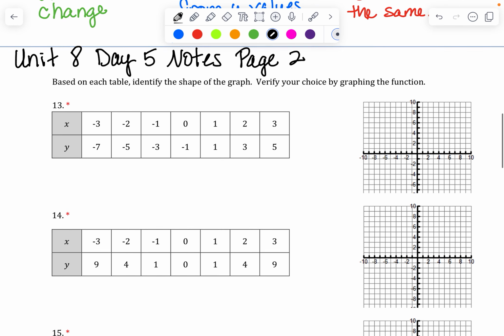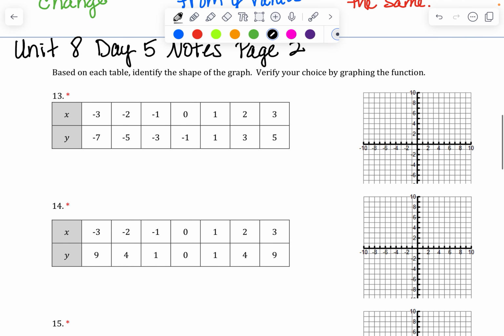Then I'm going to do -2, -5, -1, -3, 0, -1, 1, 1, 2, 3, and then 3, 5. And then you can clearly see that it's a line, it's linear.